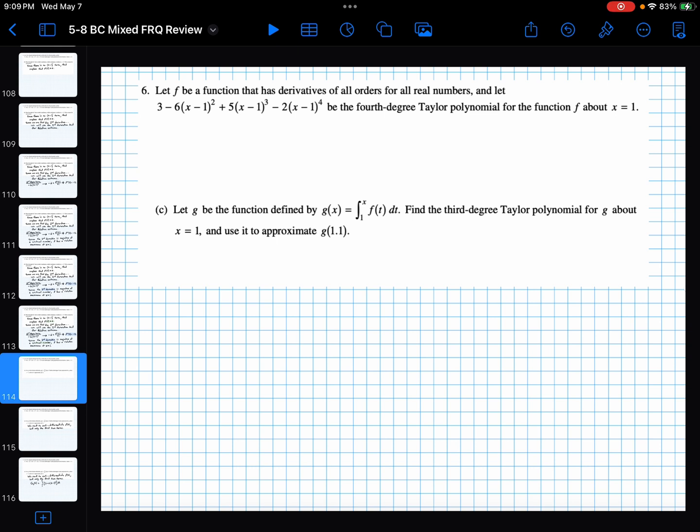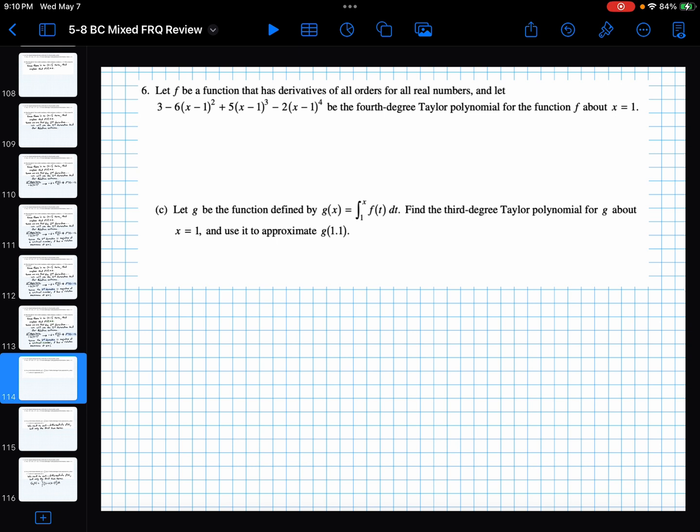Now, g is this new function, and g is the antiderivative of f. They're writing it out as an integral like that. Now, our Taylor polynomial approximates f. So if you want to use the Taylor polynomial to approximate g, and g is the antiderivative of f, you have to antidifferentiate your terms for the Taylor polynomial. Now, it's easier than you think, and they make it even easier still in this part C because they only want the third degree Taylor polynomial for g.